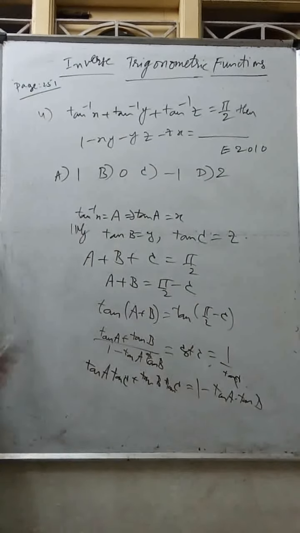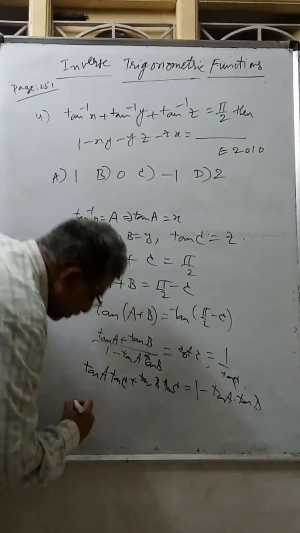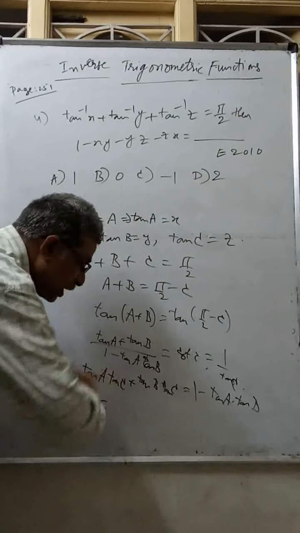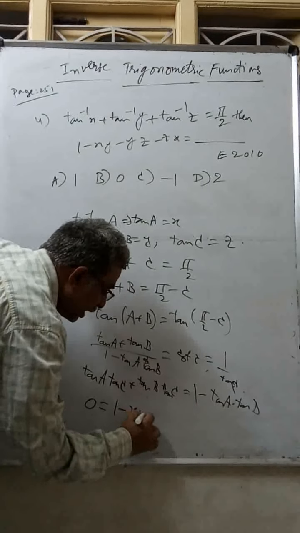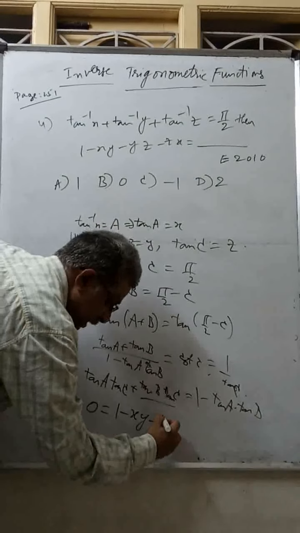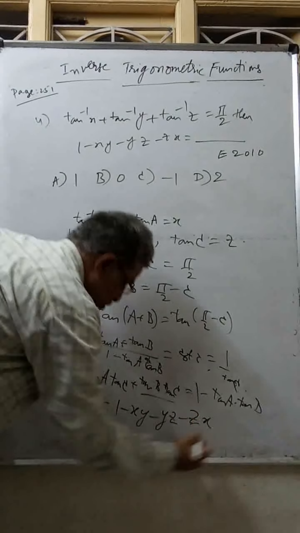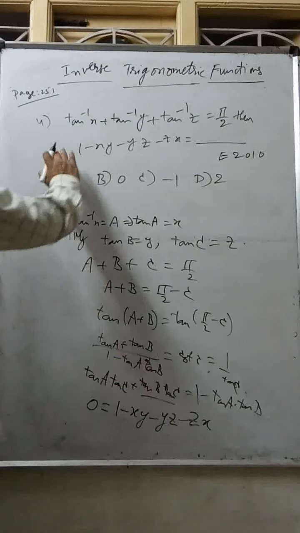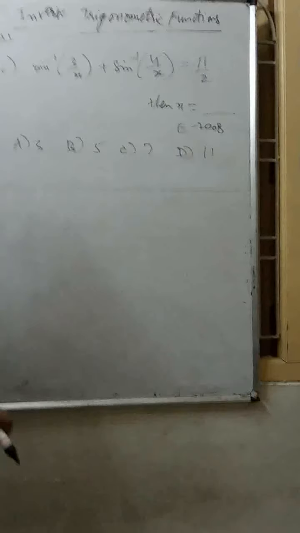Bringing all to one side, I will resubstitute tan a is x, tan b is y, tan c is z. So becomes 0 equal to, bringing all to the side, left out is 0: 1 minus xy minus yz minus zx. So 0 equal to this much. He is asking 1 minus xy minus yz minus zx is how much? 0, or B is our answer.